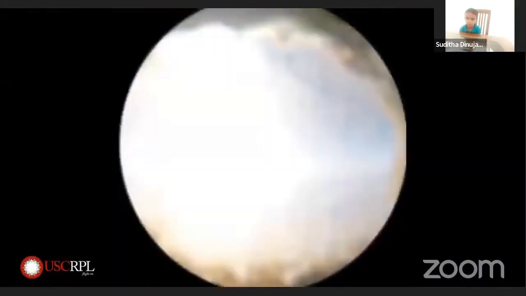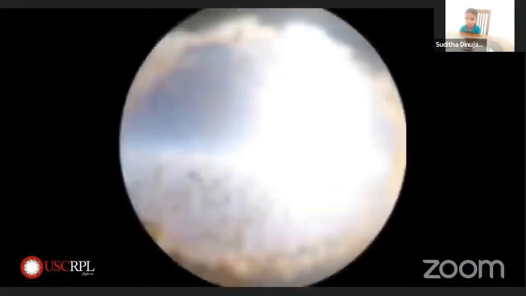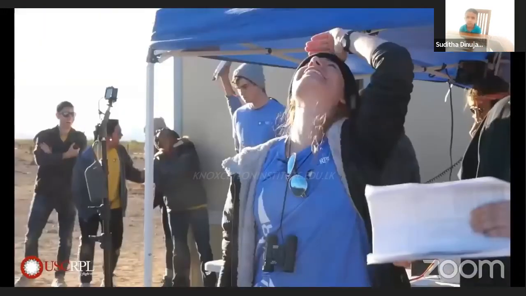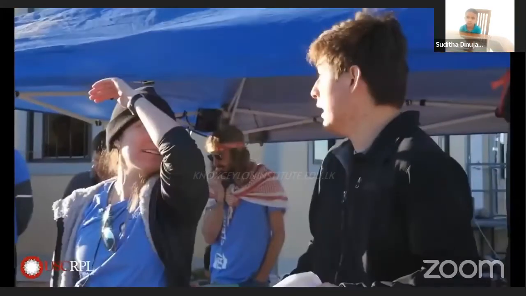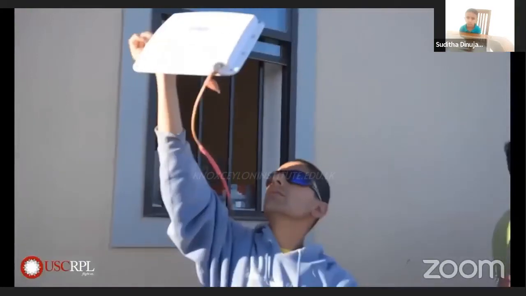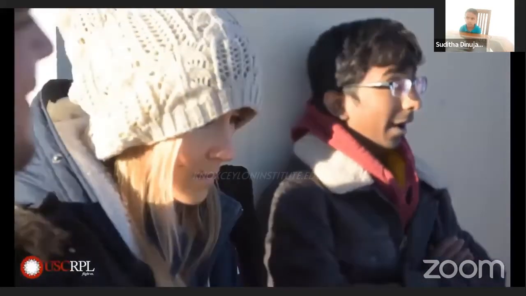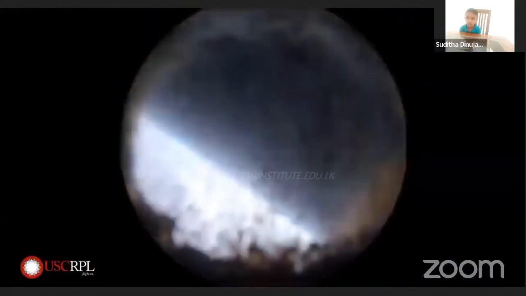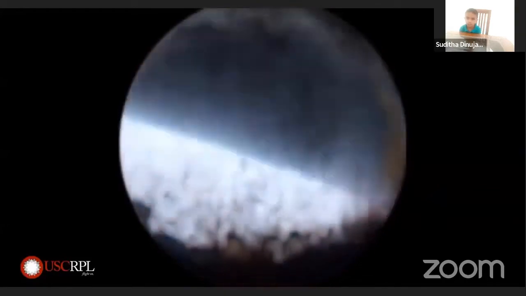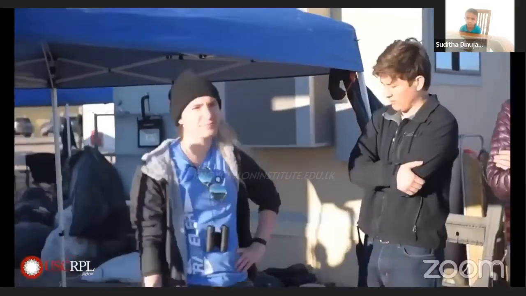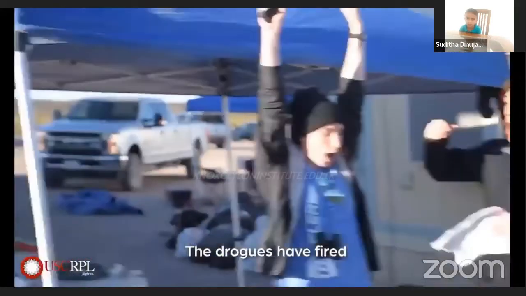17 kilometers. We are appearing to start to lose lock. Over. We appear to be getting pieces of packets. Over. The drones are fired.